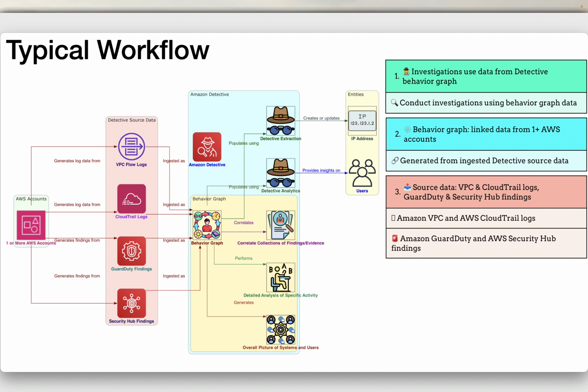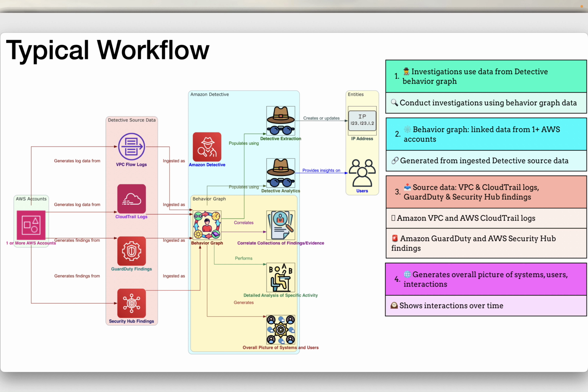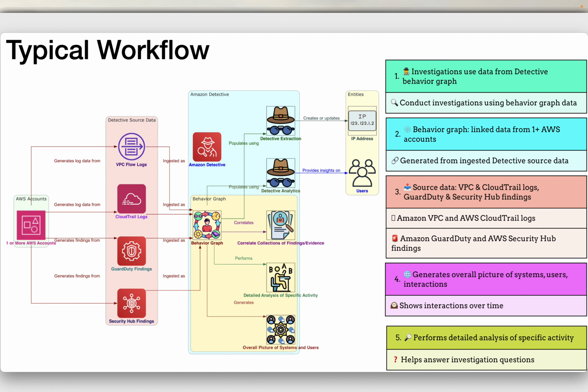Detective source data include log data, which is Amazon Virtual Private Cloud VPC flow logs and AWS CloudTrail logs too, and findings from GuardDuty and findings from AWS Security Hub. So total 4 services. The behavior graph uses the source data to generate an overall picture of your systems, users, and the interactions among them over time. The behavior graph performs more detailed analysis of specific activity to help you answer questions that arise as you conduct investigations.